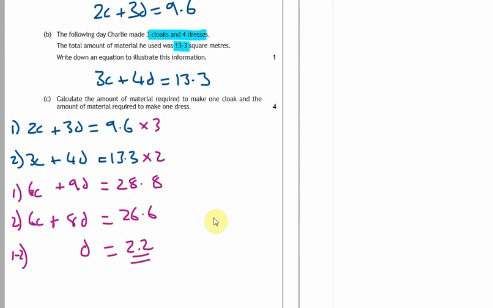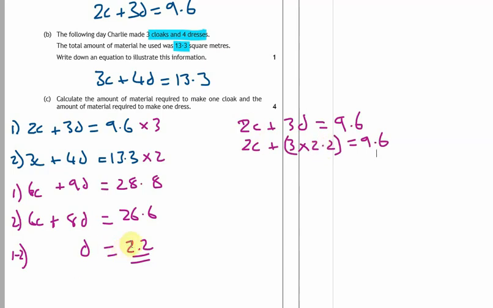Now, how do I work out c? I could go through the exact same process all over again, but it's much faster if I just say, well, I know that 2c plus 3d is equal to 9.6 because that's one of our equations. So let's just substitute in for d. So let's say 2c plus 3 times 2.2 is equal to 9.6. So I'm just using the d that we just found out.